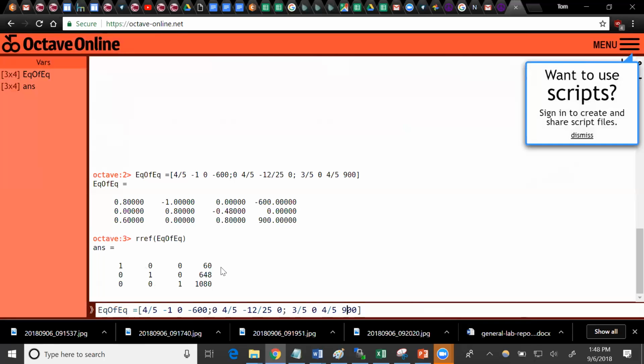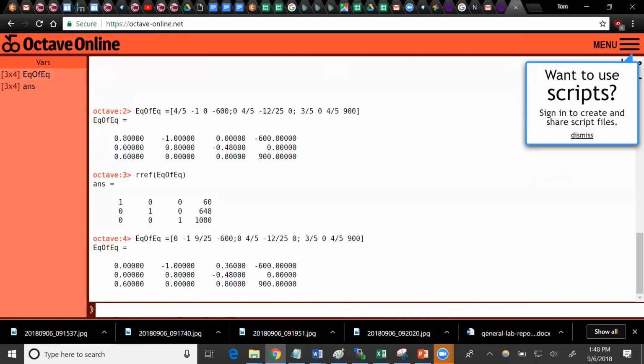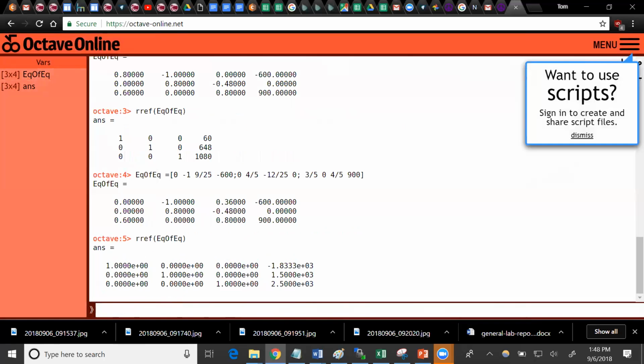The nice thing is you can just go back up here and fix it this way. So this becomes a 0, and this becomes 9/25. And now we can do the row reduced echelon form again, and we still have another mistake. So let's go back and look at the other ones.